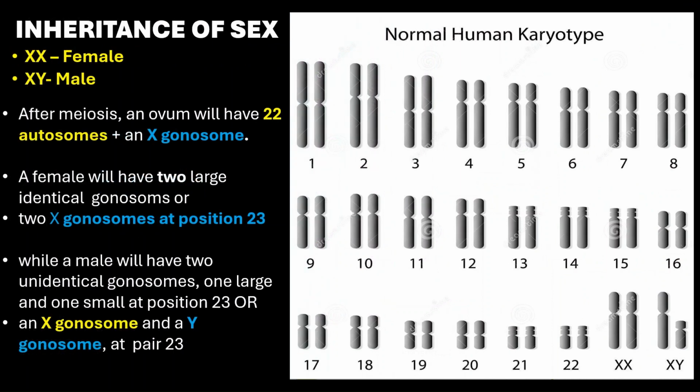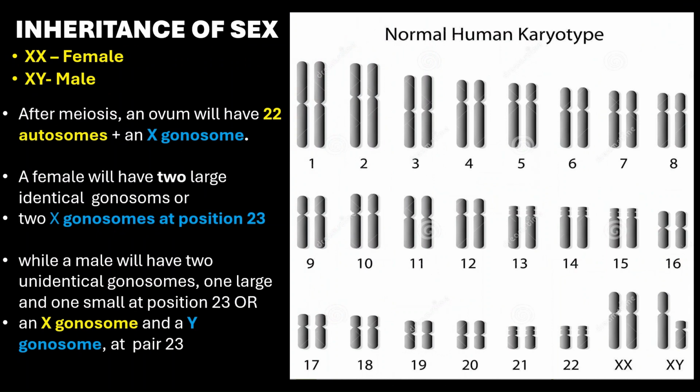So you must watch out in exams. If they ask you what is the gender of the individual, don't be in a hurry to say the person is XX or the person is a female because she has XX chromosomes. You only say XX if it is given to you in the diagram. If there is no letter X and Y in the diagram, you have to observe the appearance of the chromosomes at position 23. If the chromosomes look similar in length and size, that is a female. So you normally say a female will have two large identical gonosomes.